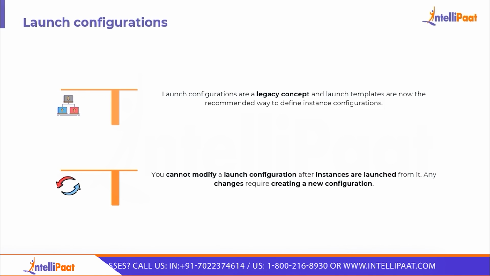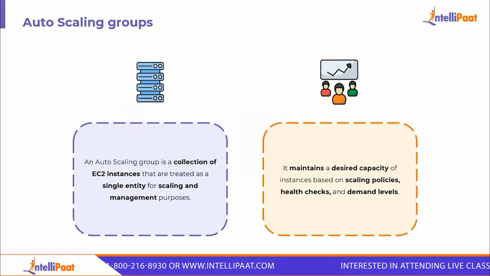This immutability means that launch configurations require forethought and planning. However, with the newer launch templates, AWS offers flexibility and options for customization. So now let's talk about autoscaling groups. It is essentially a group of EC2 instances that are managed as a single unit. The key benefit here is that you don't have to individually adjust the number of instances. The group does it for you.